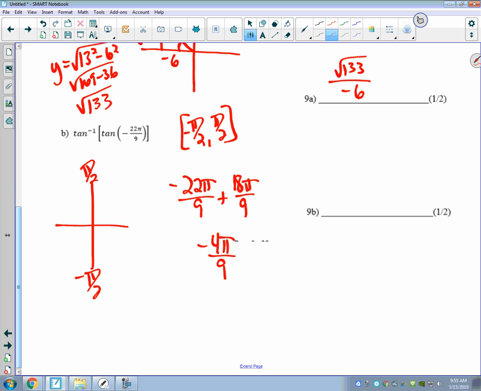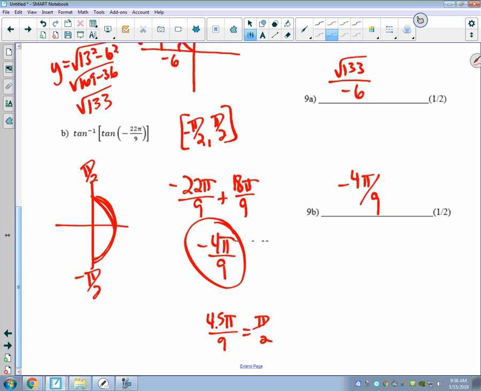So the question is, is negative 4 pi ninths more than a half? And think about 4.5 pi ninths would equal pi halves. So it's close, it's really, really close, but it's not quite there, which means it is in this restriction. So as soon as you get something that's in that restriction, that's your answer. If it's not in the restriction, then you have to think about finding the reference angle to do that.